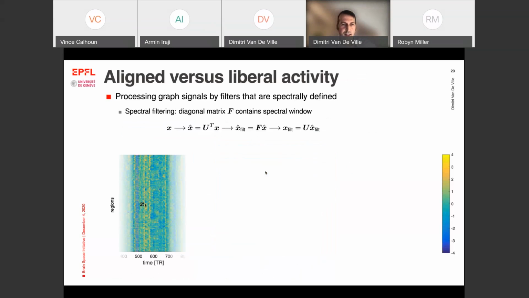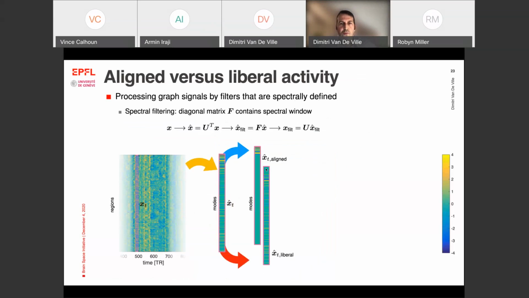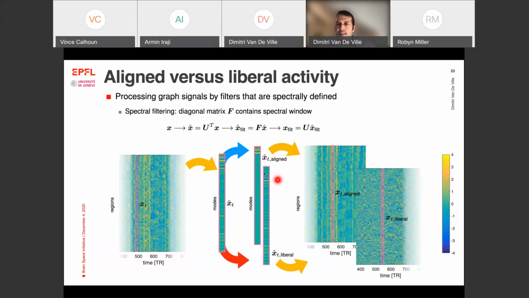So then you can apply this. We have here our original fMRI data. For each time point, we have our graph signal. We go into the spectral domain, and we have our ideal low and high pass filter. We have the aligned and the liberal part, and we can get back to the original domain to get the filtered versions of our fMRI dataset.